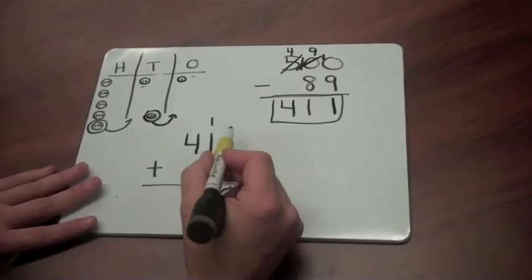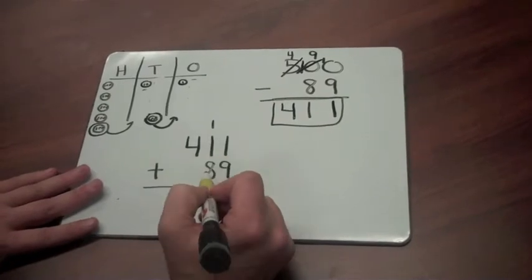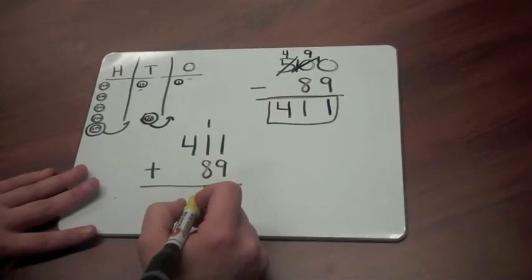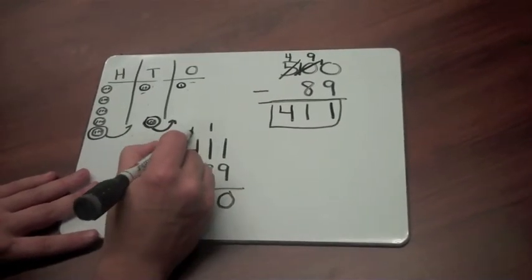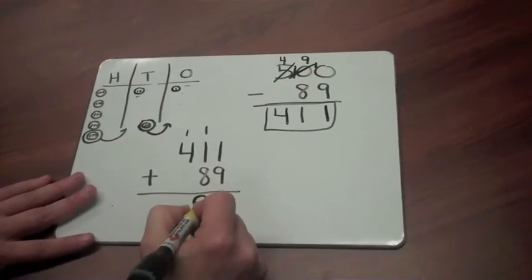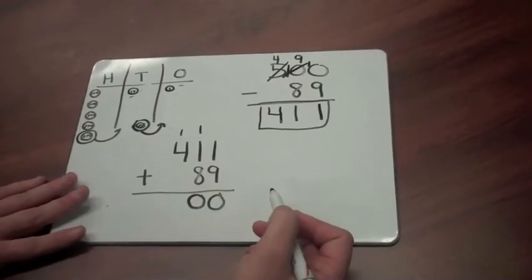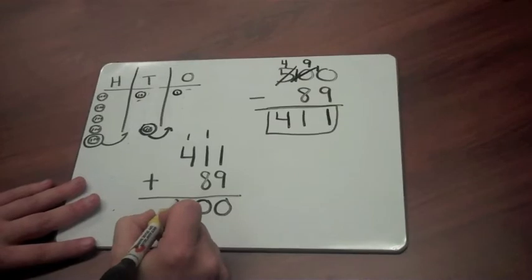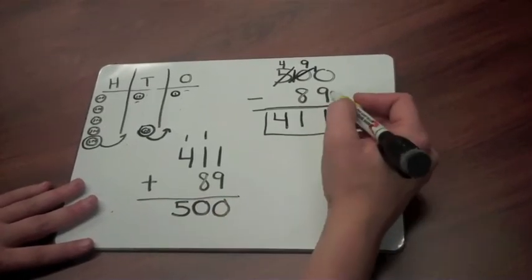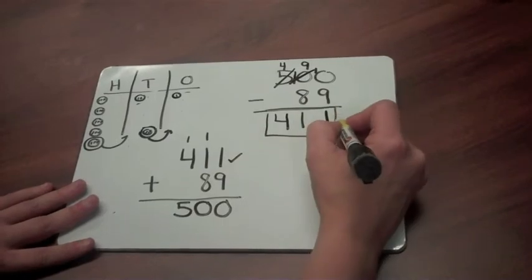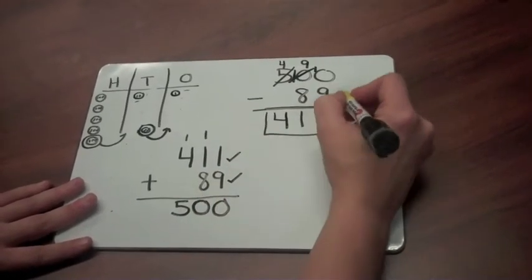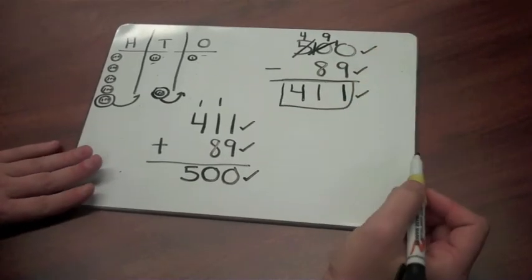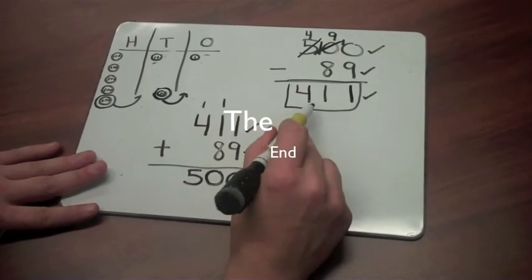When I look at the tens place, I know that 1 and 1 make 2, so 2 plus 8 is also equal to 10. When I have 10 tens, I know that is equal to 1 in the hundreds place and 0 tens. Then I'm going to add the hundreds. 100 plus 400 is equal to 500. So I take a look back at my problem. I have 411, 89, and 500. So I know that 411 was the correct answer.